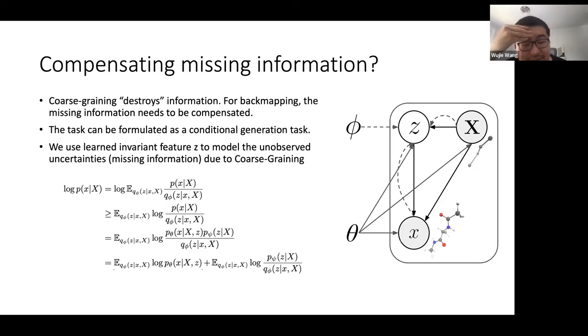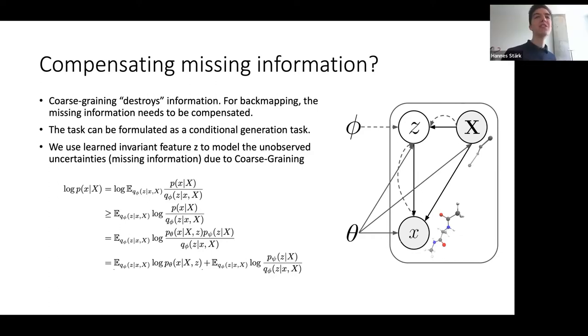There's another consideration. Coarse graining destroys information. What do I mean by that? Because coarse graining essentially performs a pooling operation of nodes, many fine-grained representations of your coordinates can be mapped to the same coarse-grained representation. So a coarse-grained representation could represent many possible underlying fine-grained coordinates. That's what I mean by destroys information. Another way to say it is that the coarse-graining operation is not invertible.